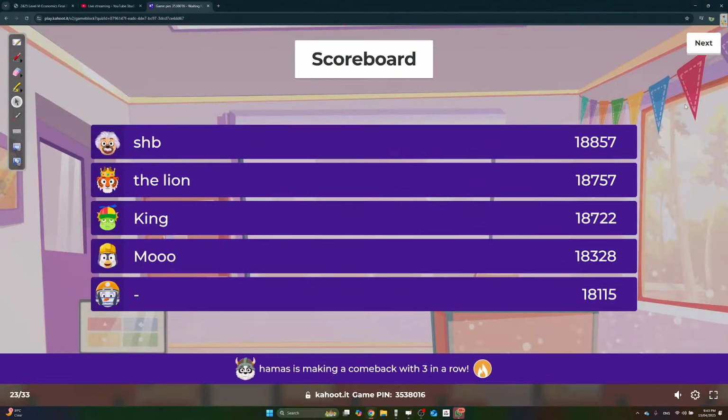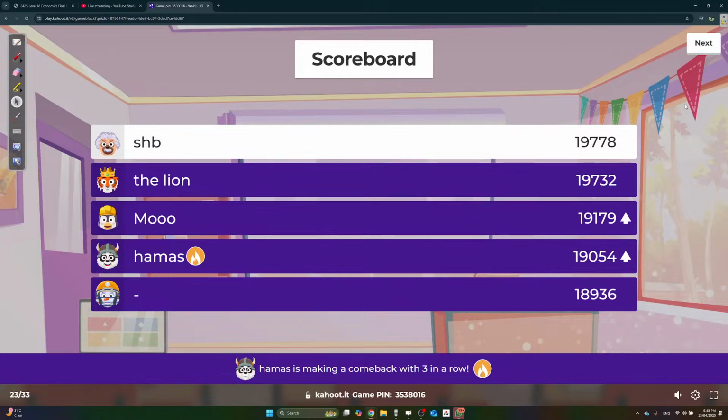Okay? Let's see who's first. It's still SHB. Still SHB. Okay? The line is still second. There is a small gap between line and high.